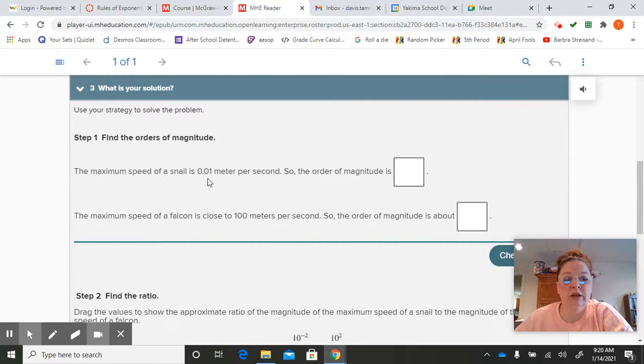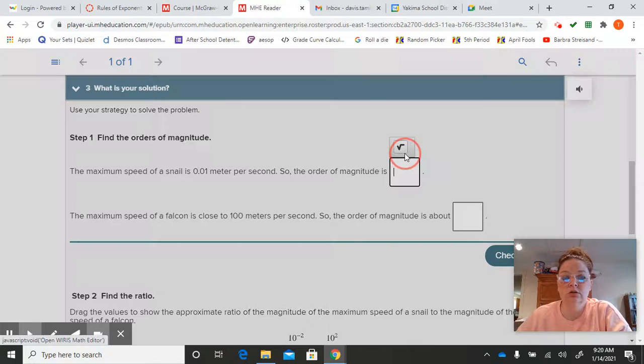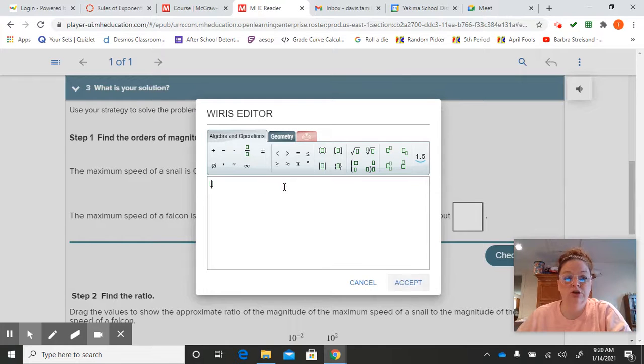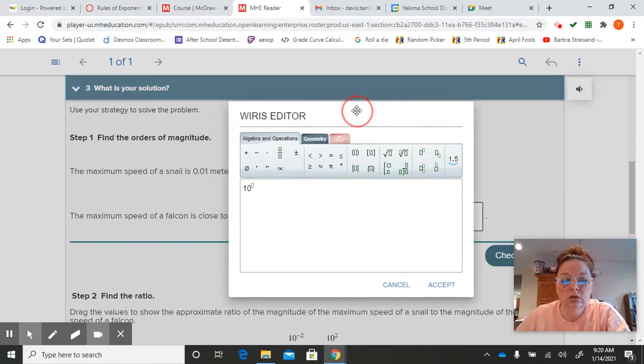The maximum speed of the snail is 0.01 meter per second. So the order of magnitude is a power of 10 that's closest to that. So we're going to have 10, and it's going to have to be taken to -2. Because in order to get this 10 to look like that, we're going to have to move it 2 times.